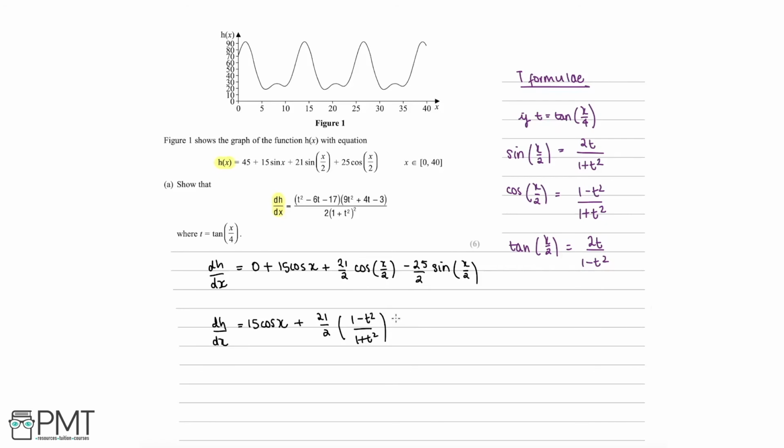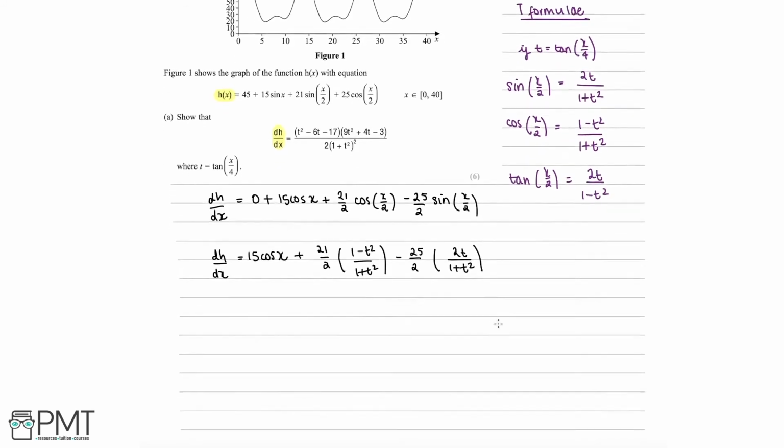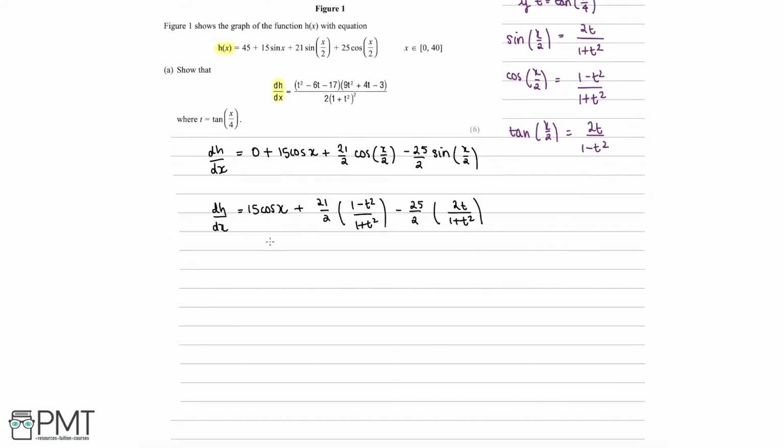Well, sine of x over 2 will be 2t over 1 plus t squared, so it will be minus 25 over 2 multiplied by 2t all over 1 plus t squared. Now, this still isn't quite done yet, because we have a cos x over here, but we only want our equation in terms of t. Thus, we need to somehow find a way to write cos x in terms of t.